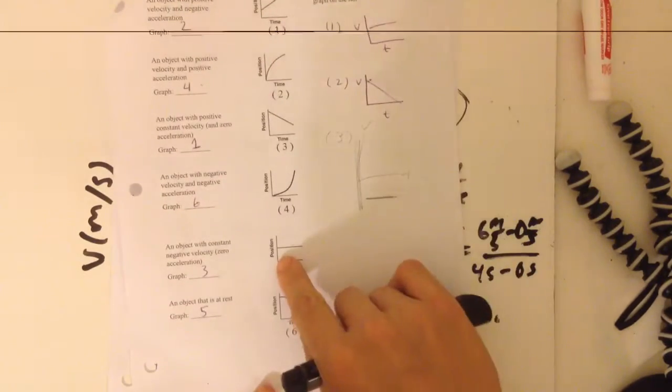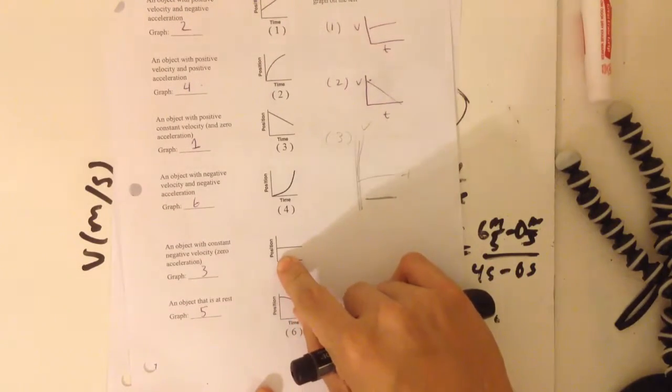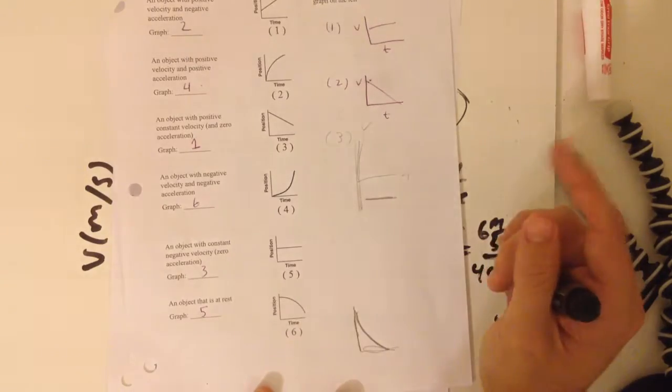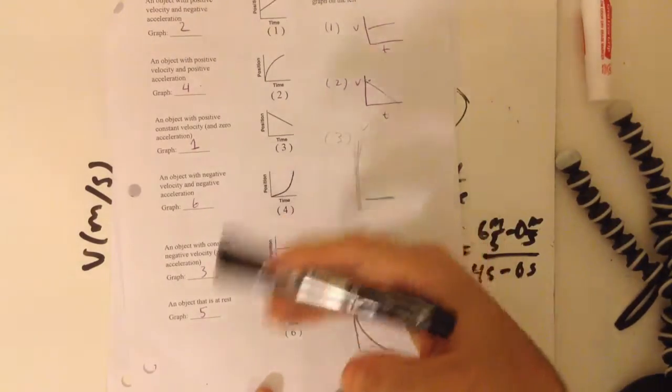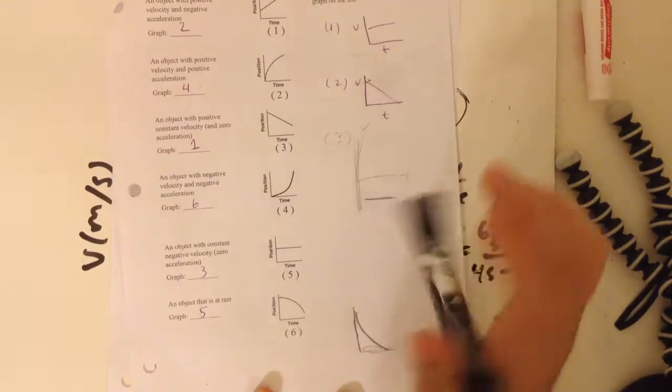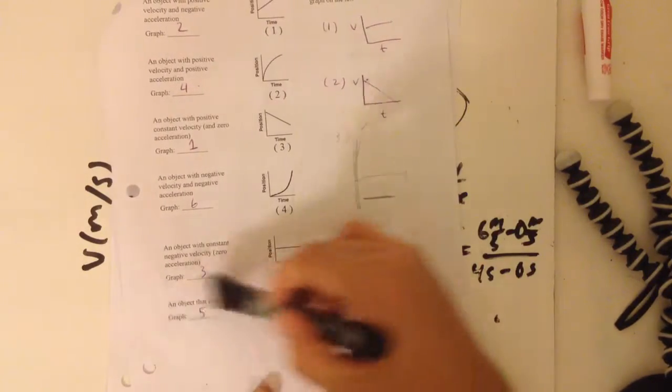Keep going. This is an object that's not moving at all. It has 0 velocity, 0 acceleration, right? That's something that's not moving. It's at rest, we call it. At rest means not moving. That's this description right here.